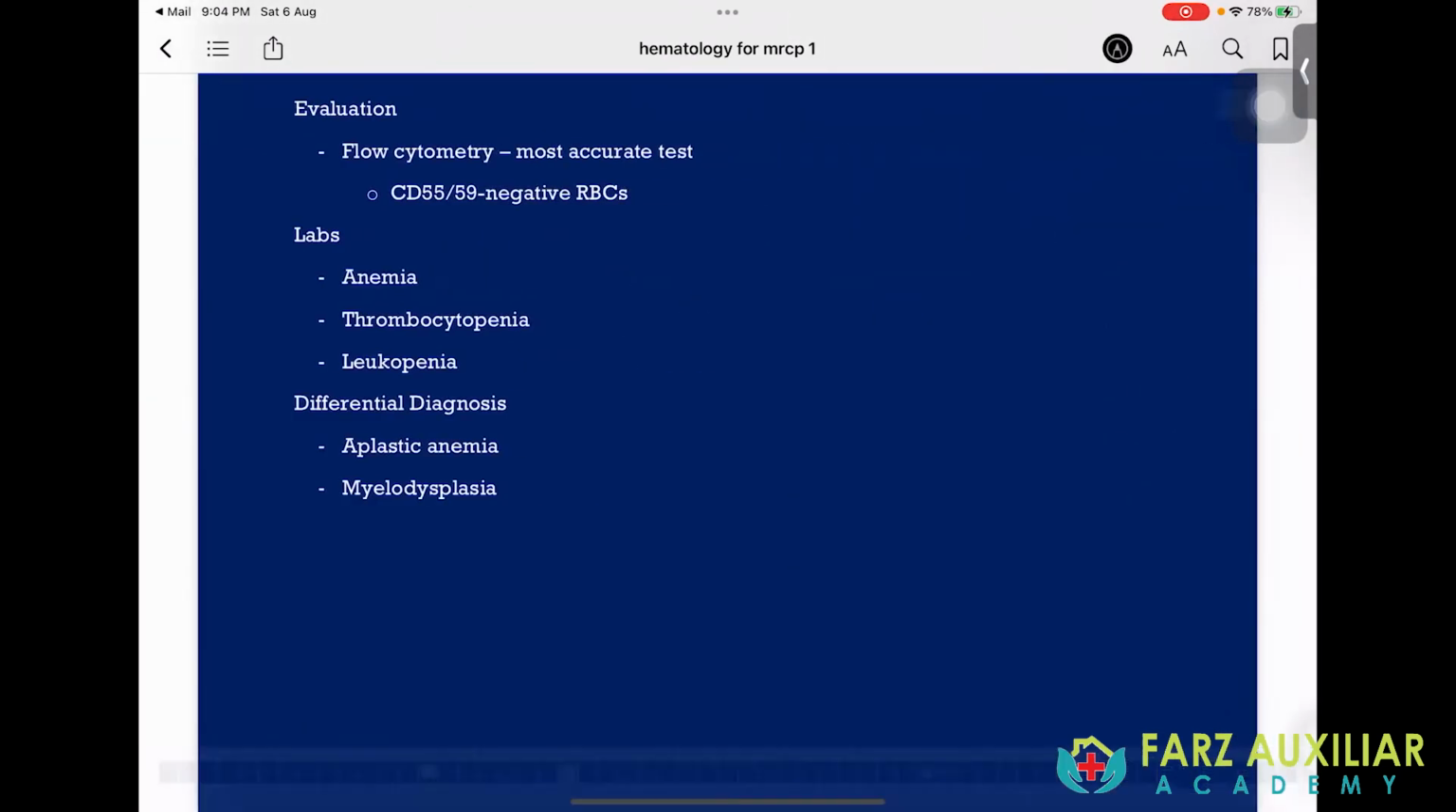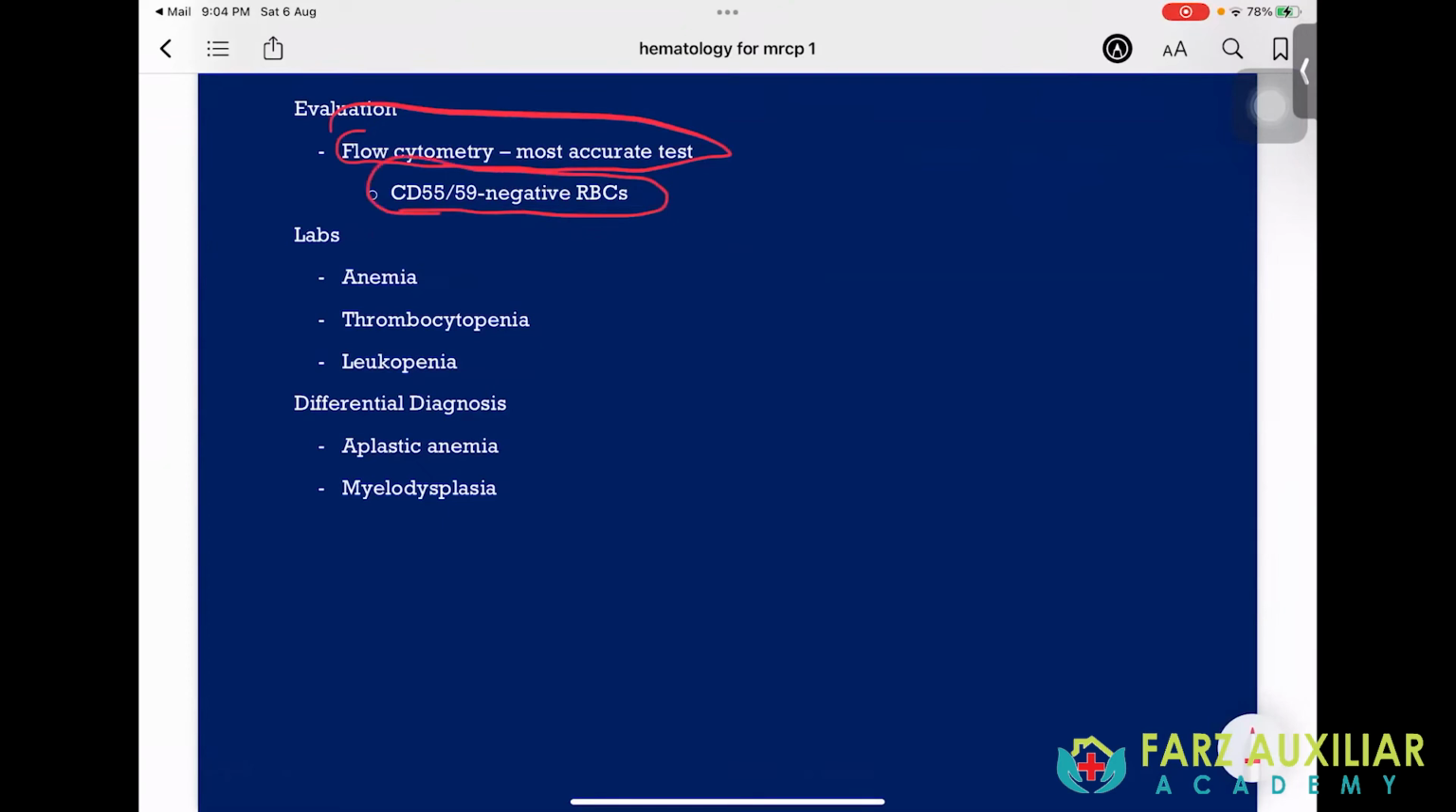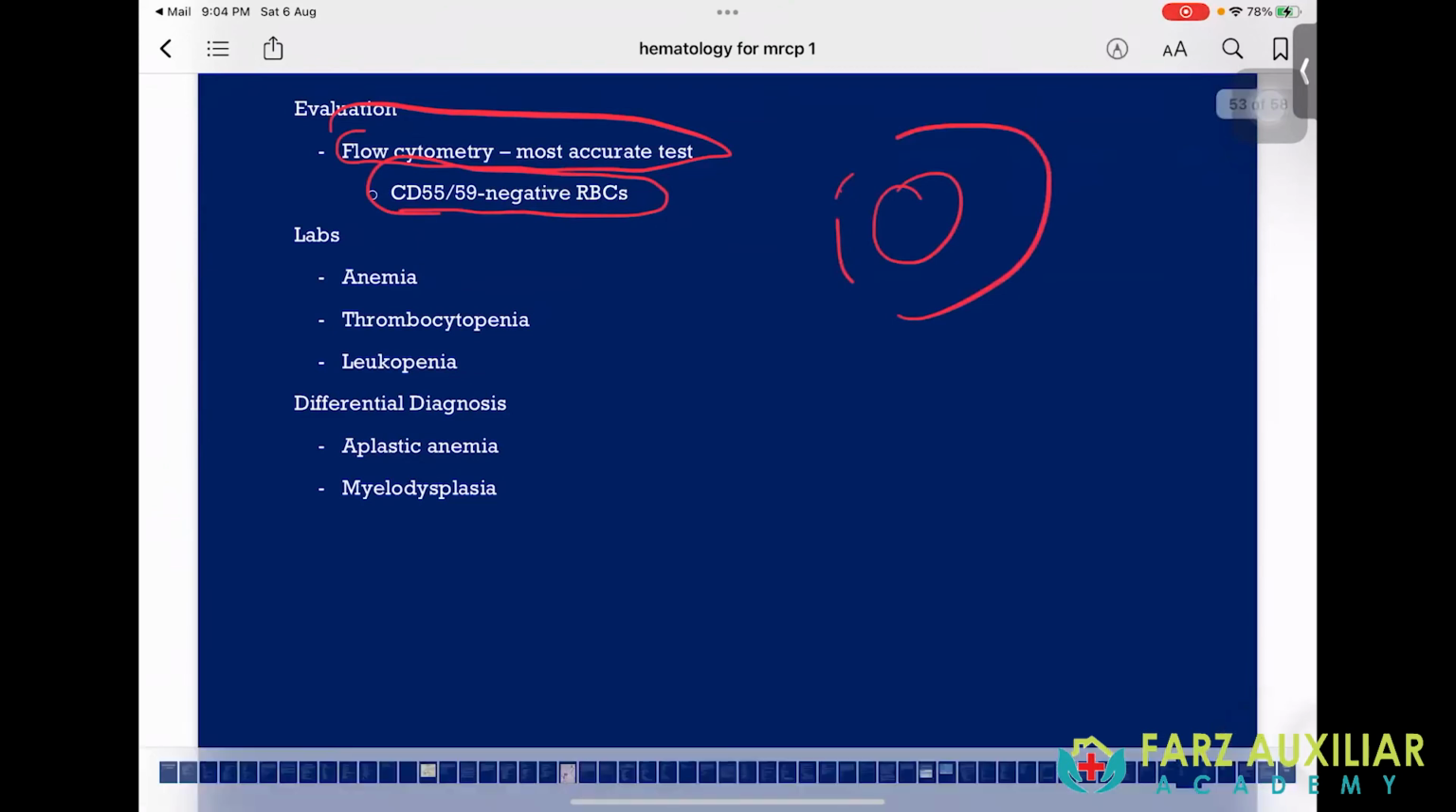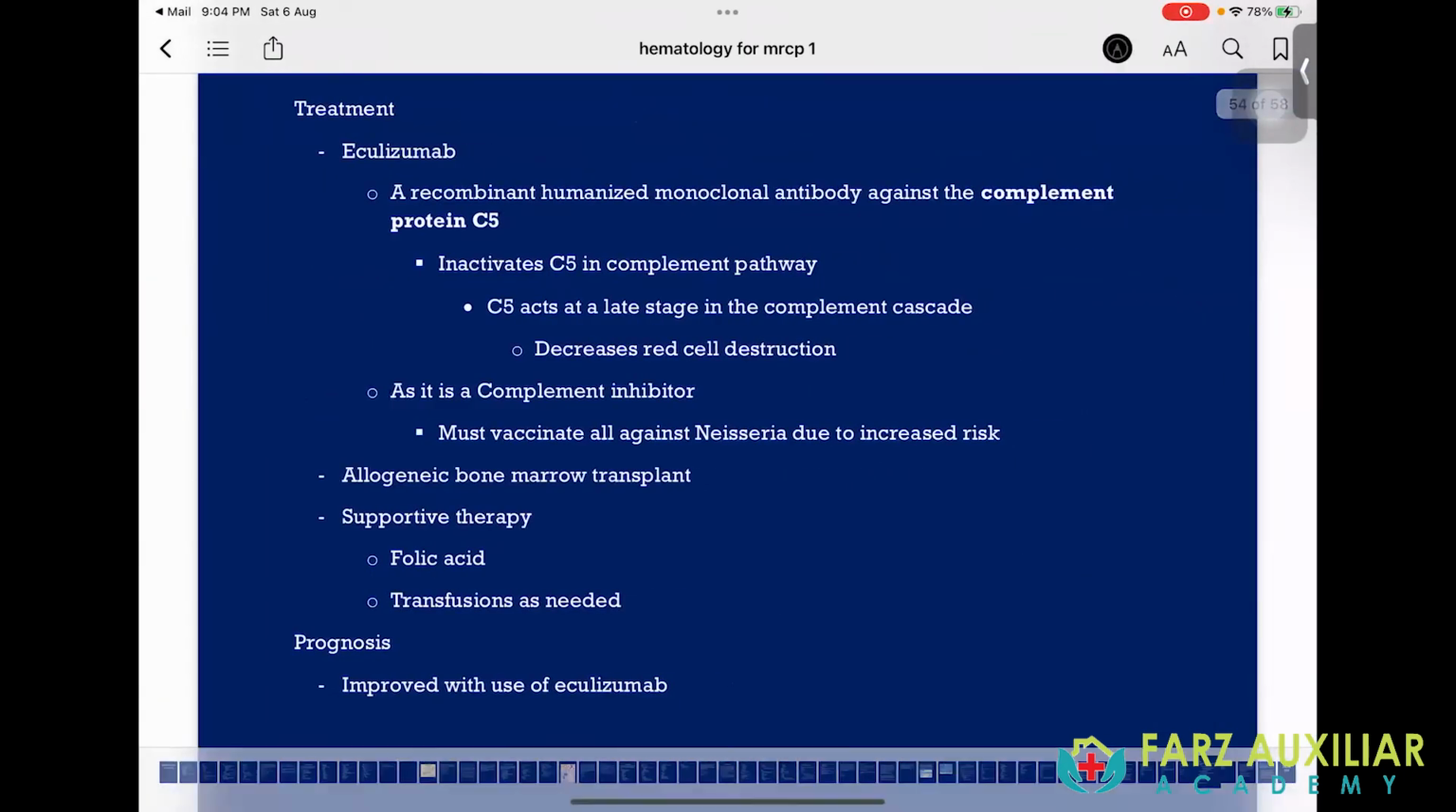Evaluation is by flow cytometry, which is the most accurate test to show that the RBCs do not have CD55 and CD59. So they are nude RBCs. They are not wearing a jacket of CD55 and 59. Labs will obviously show anemia, thrombocytopenia, and leukopenia. So the treatment is amazing.